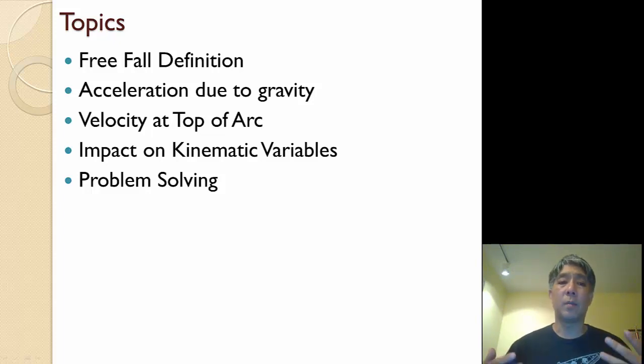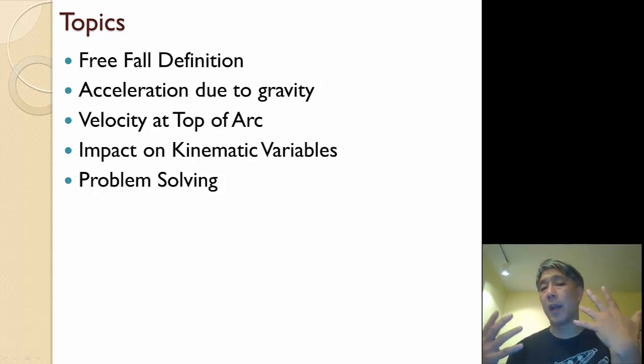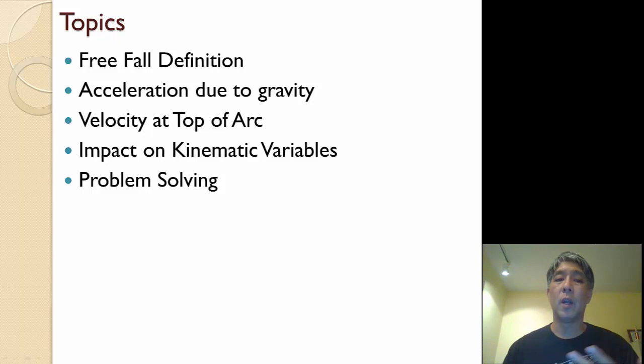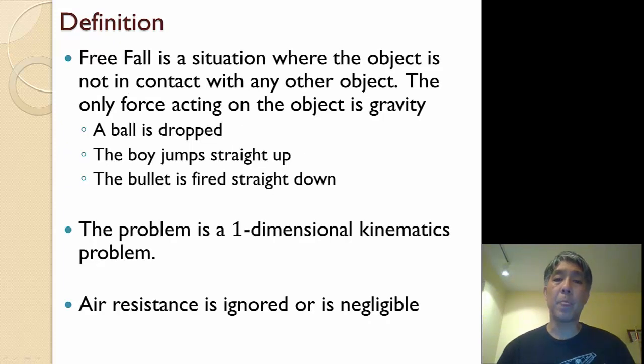Then we're going to talk about what happens to the velocity of the object as it goes up, and at the top of the arc, what happens to it. Then we'll look at problems and how the kinematic variables are going to be impacted by free fall.